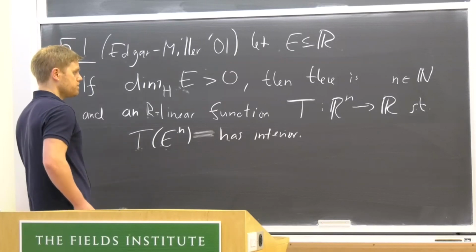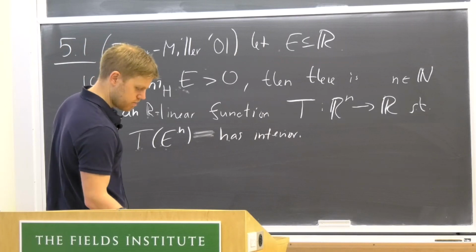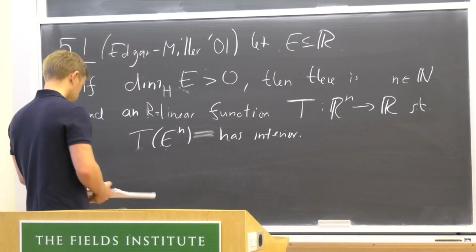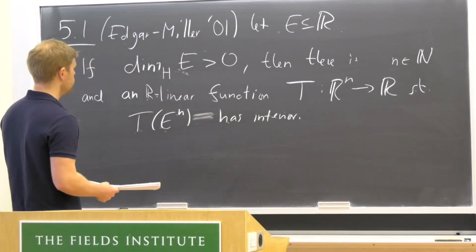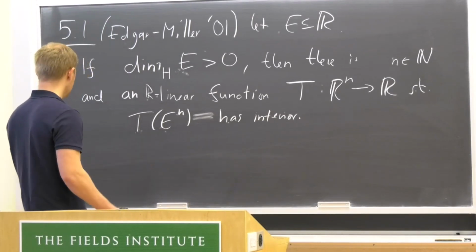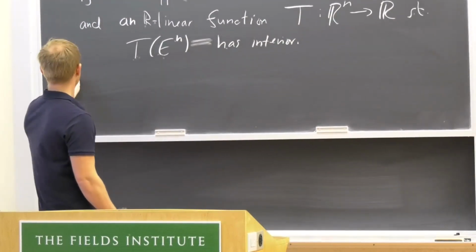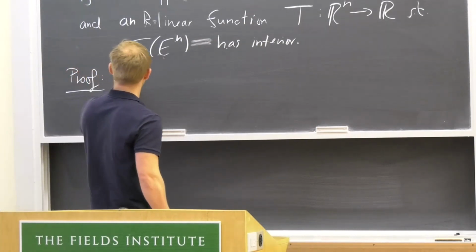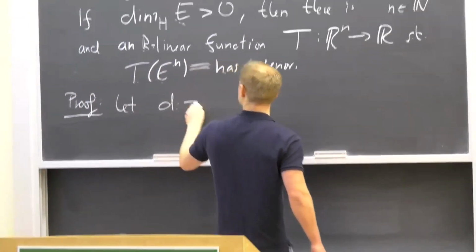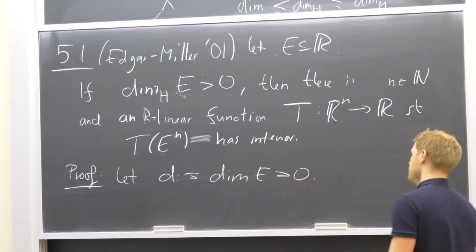Okay. So I'm going to prove this now because it's such an important and also, in some sense, easy corollary of what's called the Marstrand projection theorem. So the proof is as follows. I think I should move this up a little bit, otherwise you don't see. So the proof, to make it simple, let's call D the dimension of E.